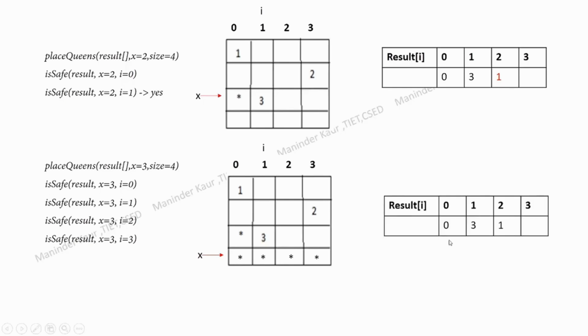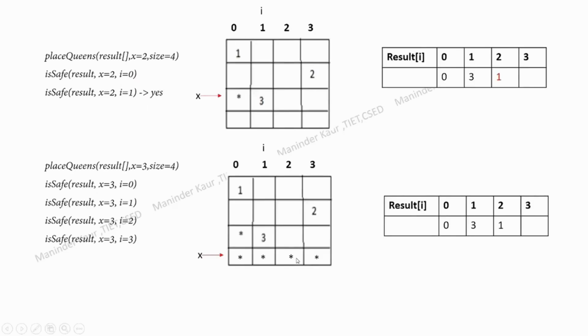That means there is no change in the result array. It will remain the same. Now what to do in this case? The algorithm will do the backtracking. What will happen in this situation? The algorithm will try to do backtracking by moving the queen in the third row forward by one position rightward.